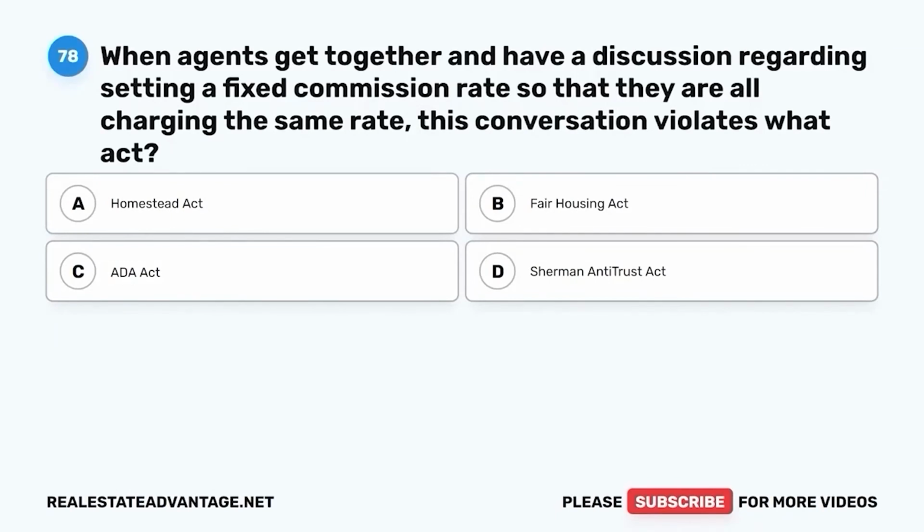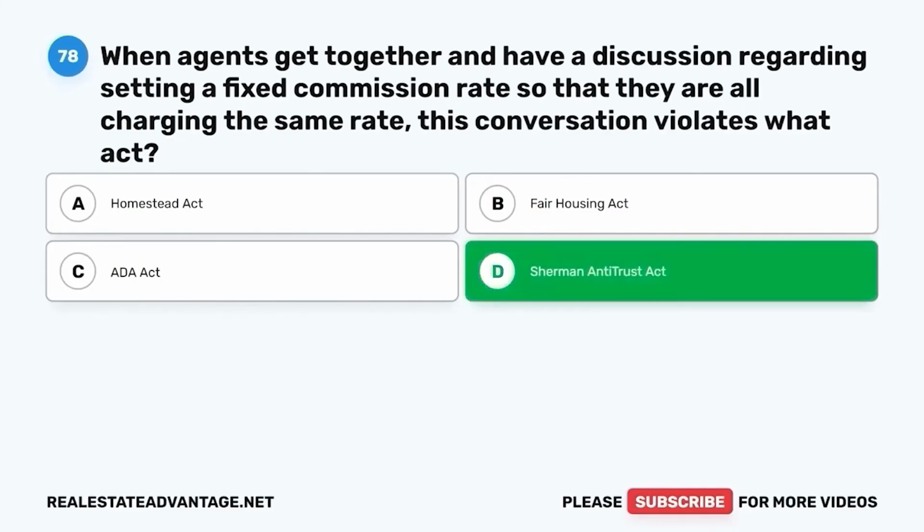Question 78. When agents get together and have a discussion regarding setting a fixed commission rate so that they are all charging the same rate, this conversation violates what act? A. Homestead Act. B. Fair Housing Act. C. ADA Act. D. Sherman Antitrust Act.